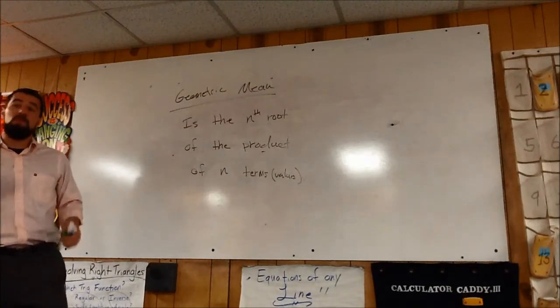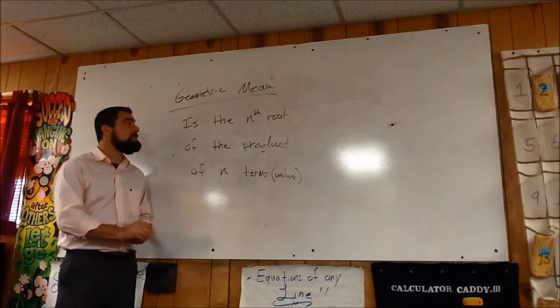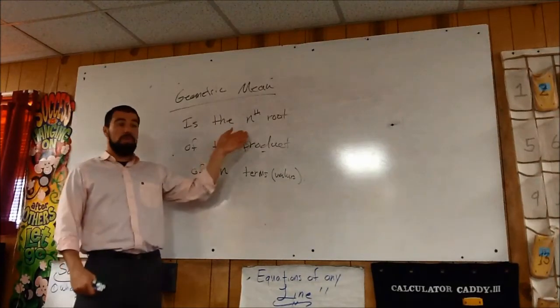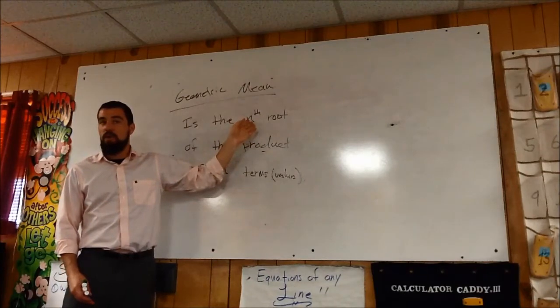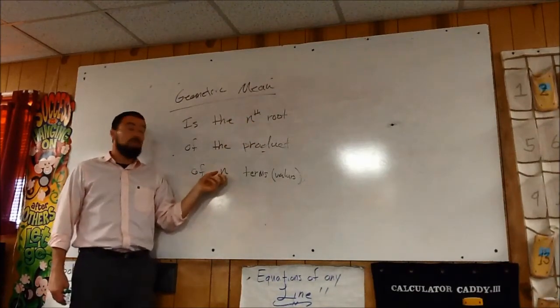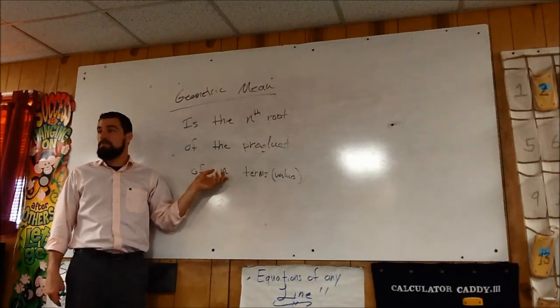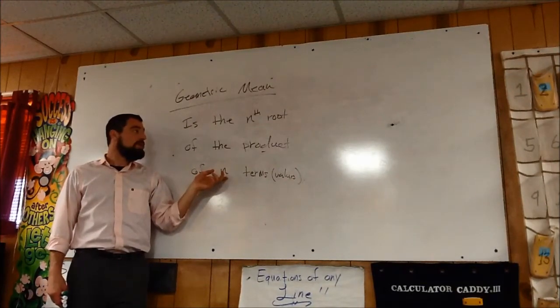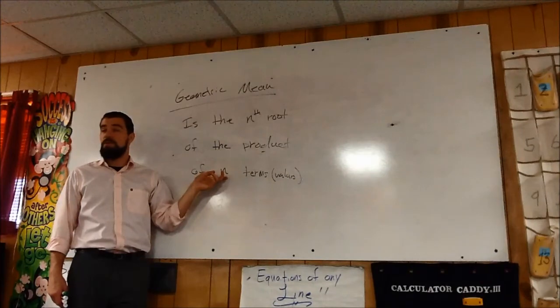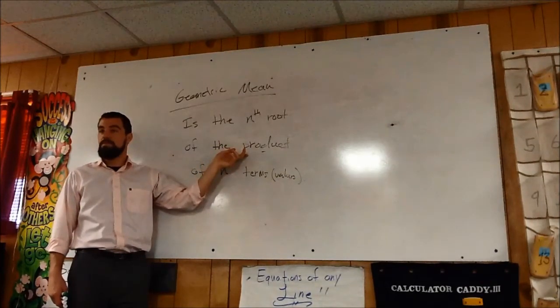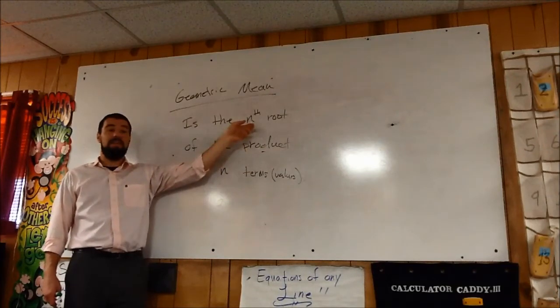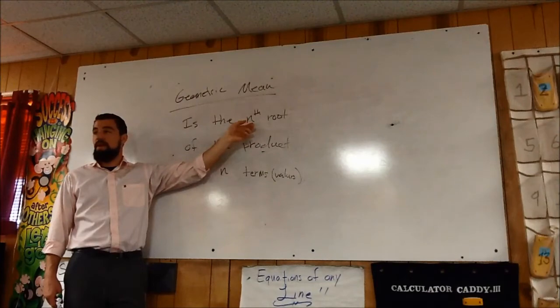However many terms you have, or how many terms you're trying to find the geometric mean of, that's what root you're going to take. That's the index of your radical. So if I had 3 terms, like the values 5, 6, and 7, and I want the geometric mean of those, I would multiply them all to each other, and then take the cube root, meaning the 3rd root of them.